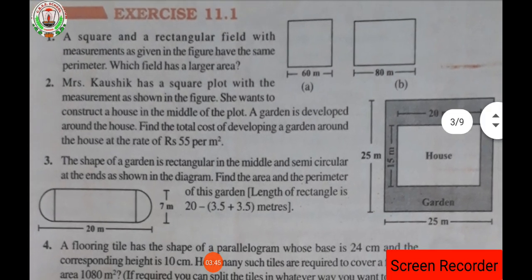So here are the questions for 11.1. What is the question? 11.1 says that a square and a rectangle field with measurements as given in the figure have the same perimeter. Which field has a larger area? Two figures are given, A and B, isn't it? So in that, area of a square and area of a rectangle we have to find. Both the fields we have to find. Then after that we have to compare which one will be the greater area.